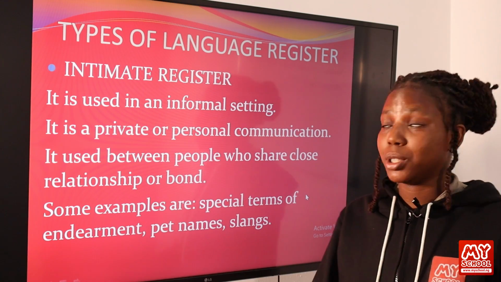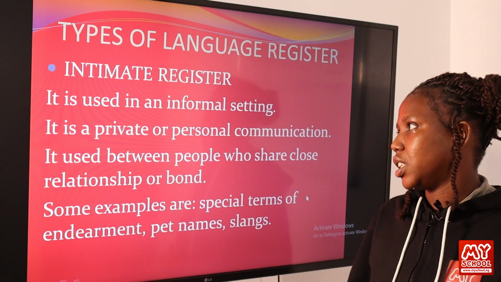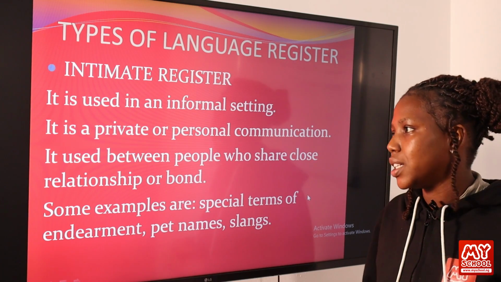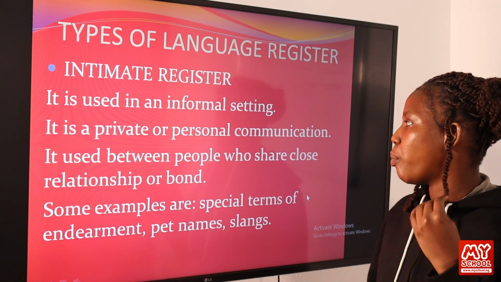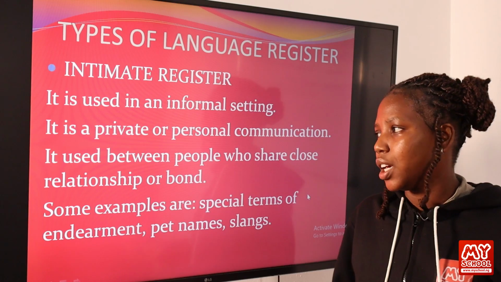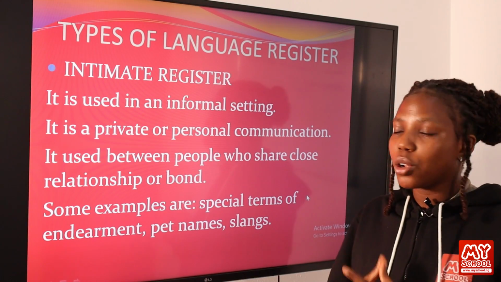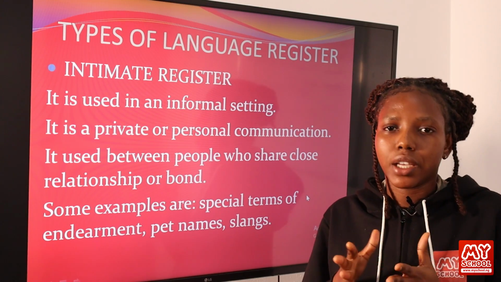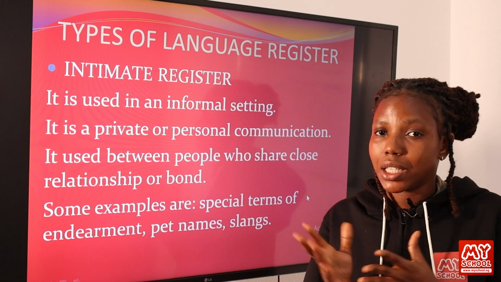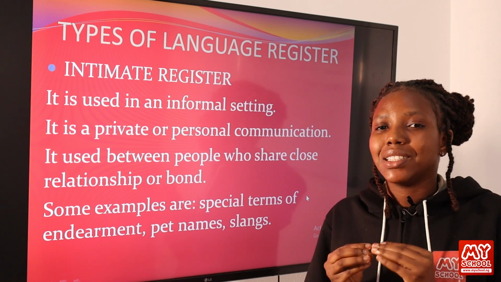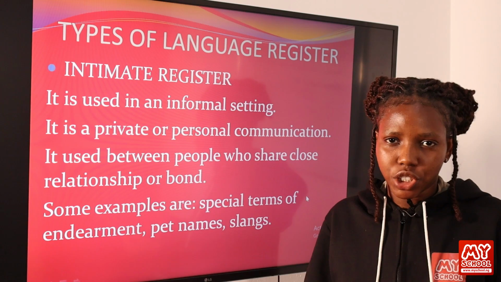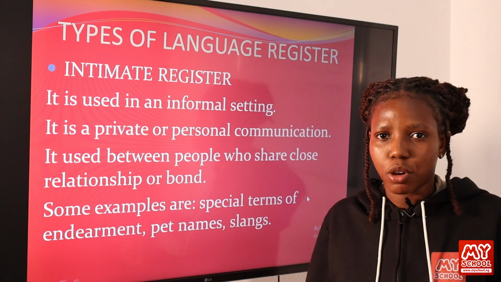Okay, so this is intimate register. It is used in an informal setting also. It is a private or more personal communication. It is used between people who share a close relationship or bond. Now you can see the difference between casual and intimate right here. This entails a personal relationship or a private communication, okay?